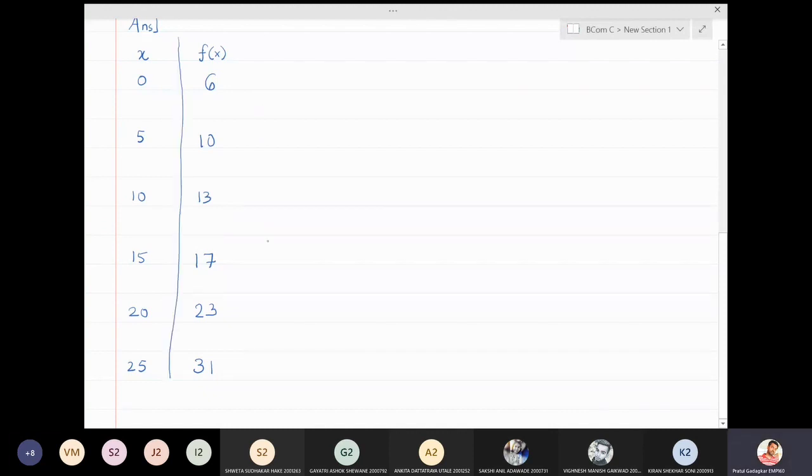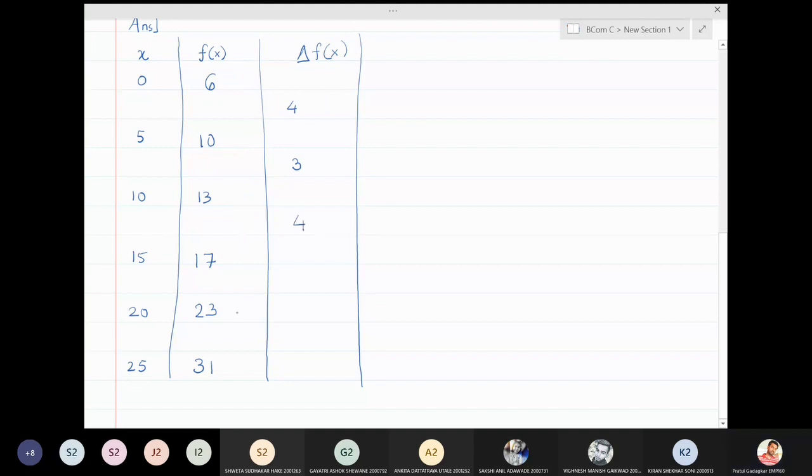Now, this is the first column, this is the second column. The next column I will write delta fx. This is forward difference, delta fx. What is delta fx? In the previous lecture I taught you how to write delta fx. So you would do 10 minus 6, which is 4. I will write it here in the middle line. Then 13 minus 10 is 3. Similarly in the next one, 17 minus 13 is 4, and I will continue this. Okay, 23 minus 17 is 6. 31 minus 23 is 8.